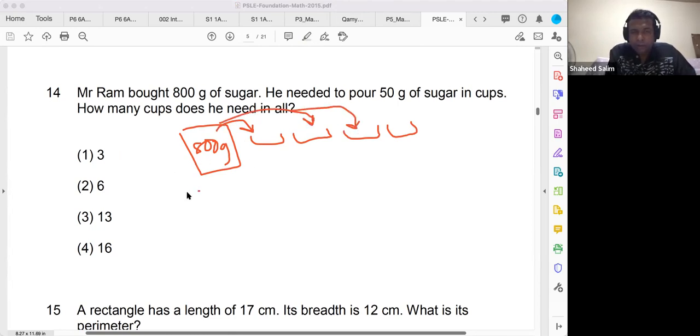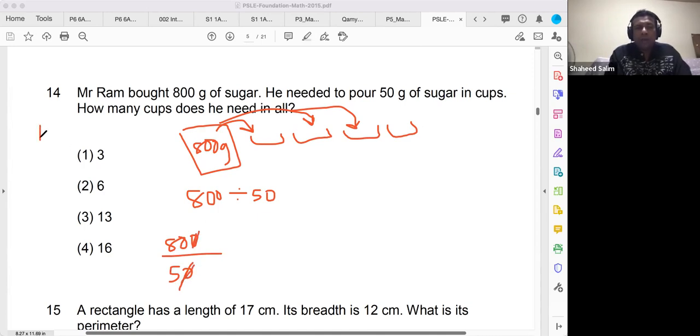Because you're going to divide 800 by 50. Once you do that, you can find the answer like that: 800 over 50. Cancel one 0, can cancel one 0. Now you have 80 divided by 5. Now you can do 80 divided by 5.